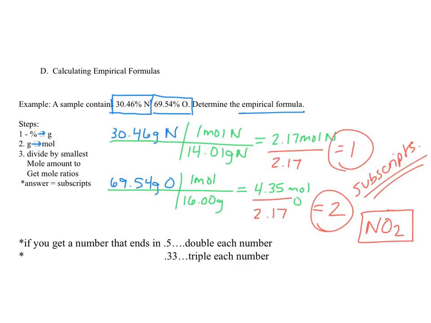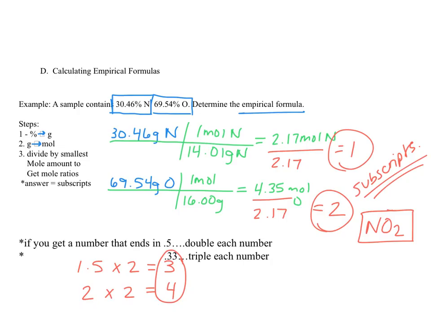If you do step 3 and you divide by the smallest mole amount and you don't get the 1 and the 2 here, let's say you got something like 1.5 and 2. Well, you can't have subscripts that are decimals. You can't have 1.5 as a subscript. So what you're going to have to do is multiply that by 2 so that it gives you a whole number. But you can't just do that. If you multiply one of the subscripts by 2, you have to multiply the other subscript by 2. So then you'll end up with 3 and 4 instead of 1.5 and 2.